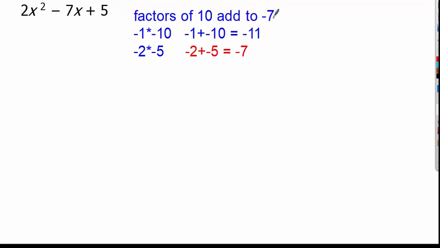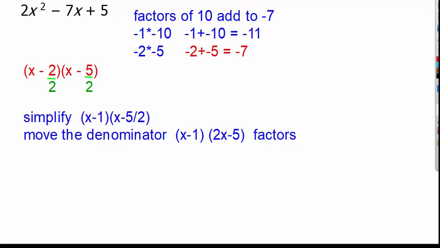Factors of 10 that add to give us -7. This is a times c and this is b. Once we find it, I don't have to keep going. I'm going to write those out as factors. Oh, but I got to put a back. And I simplify. If I want to move the denominator because I want actual factors, I'm going to move the 2 in front. When I FOIL this, I would actually get back to 2x squared.